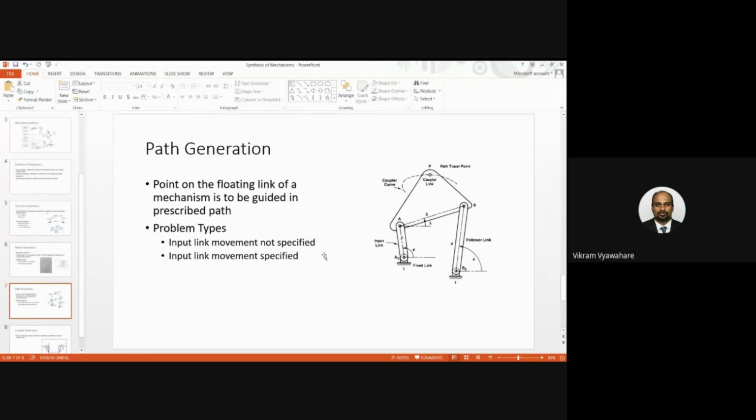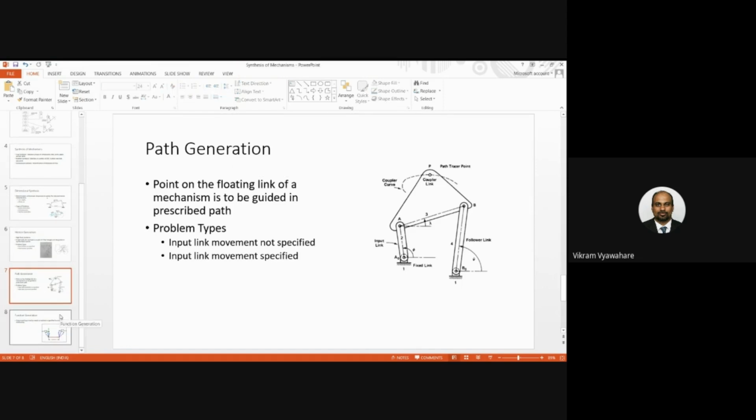Okay, so there are also two types of problems in this: when the input link movement is not specified, or when the input link movement is specified. If the input link movement is not known, then the problem will be somewhat different than when the input link movement is given. So this much angle it is going to take, and you have to make sure that it follows the path. These are the two types of problems for path generation.